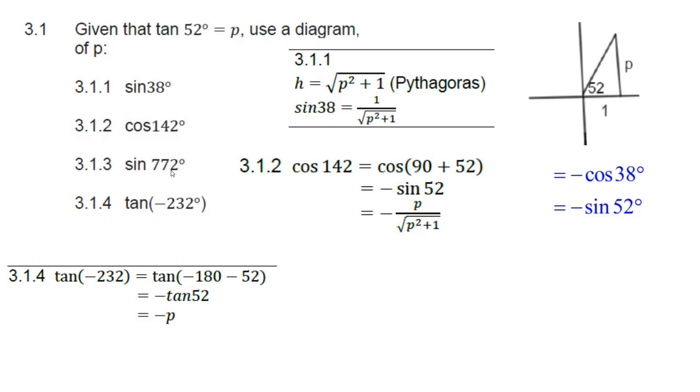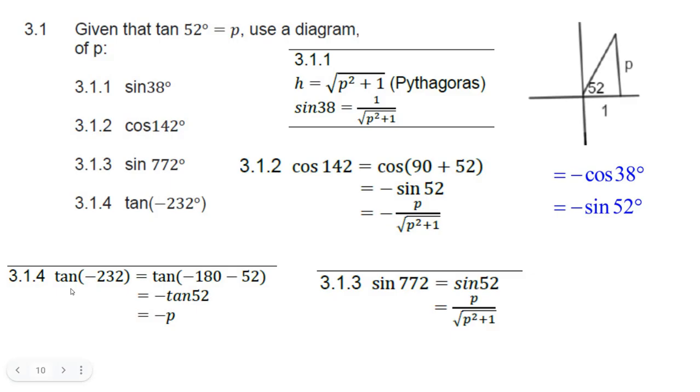What about this sine of 772? Well, what are you going to have to do here? You're going to have to subtract 360, another 360, and you'll have 52 degrees left. And the sine of 52 is positive p over root p squared plus 1. Imagine a root p squared plus 1 on that hypotenuse side. That's the hypotenuse.